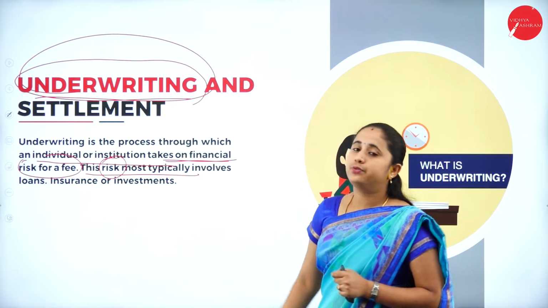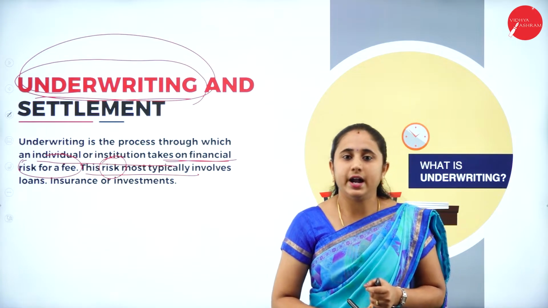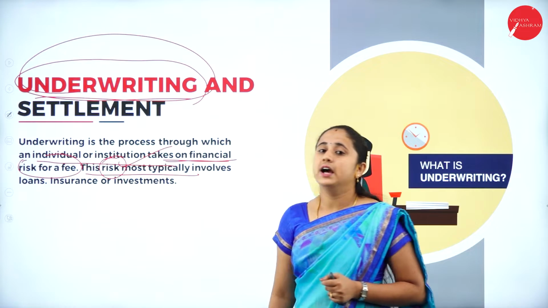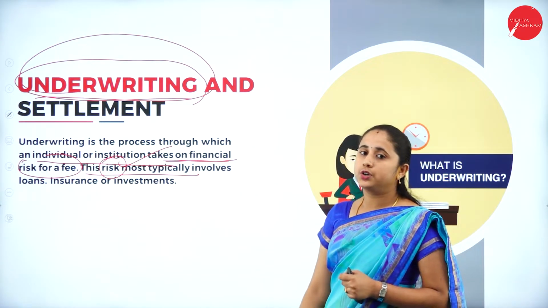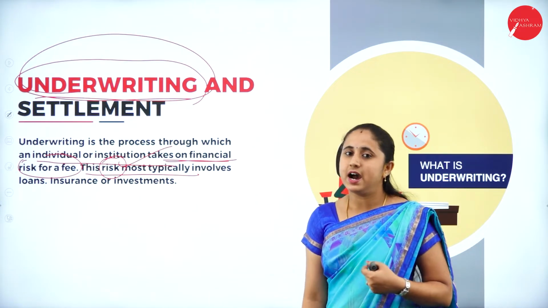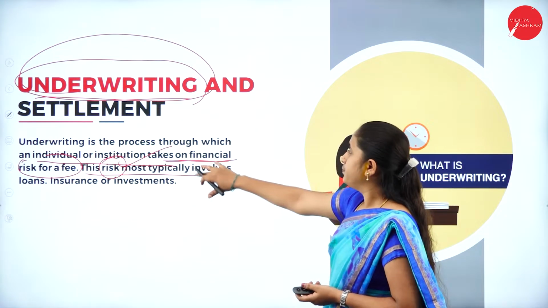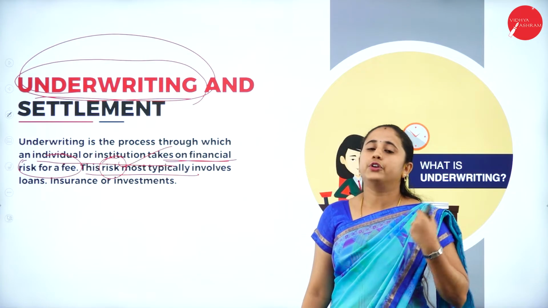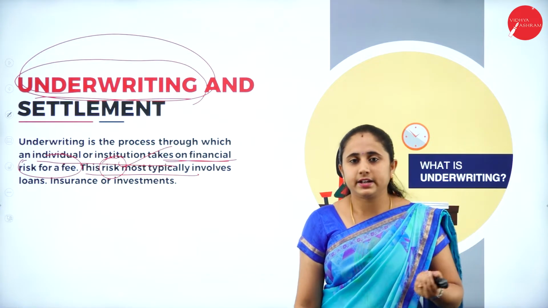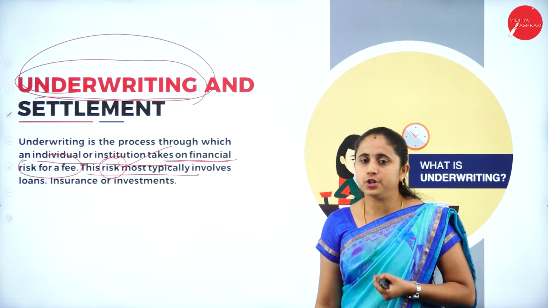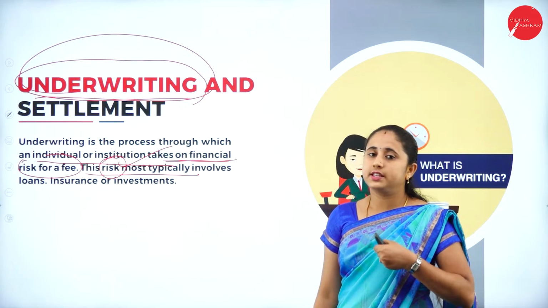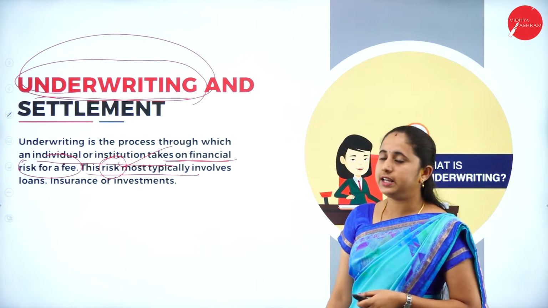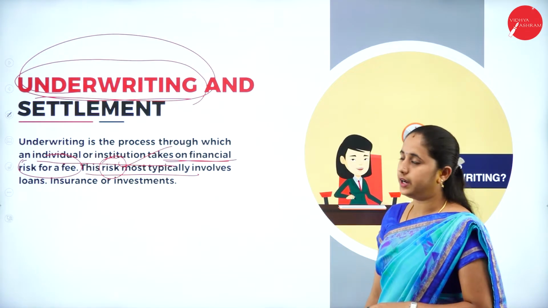So in Unit 4, we are going to study the underwriter, the settlement and the important factor, risk. Under Unit 4, you are going to study the risk and the underwriter. They take the risk, the individual or the institution, for a fee. They take risk and give the sum assured, so that based on the risk they calculate the sum assured. So in Unit 4, we are going to study in detail this underwriter and settlement.